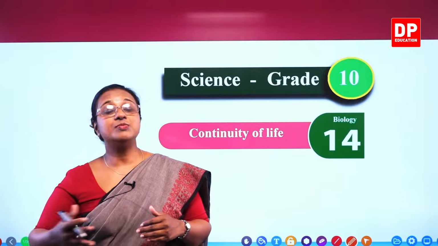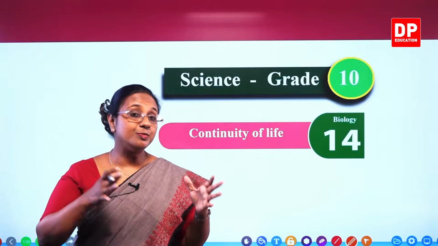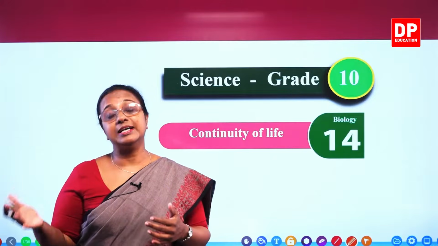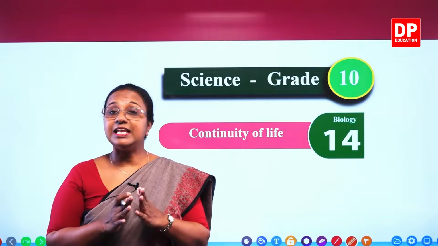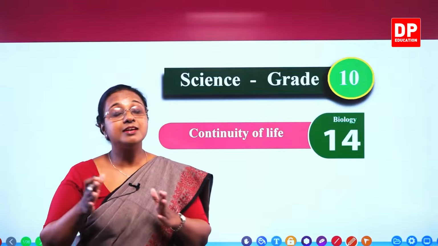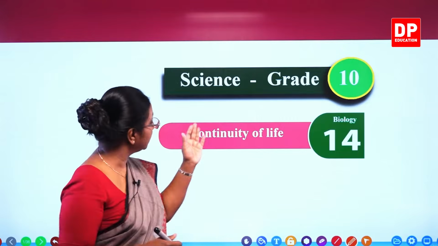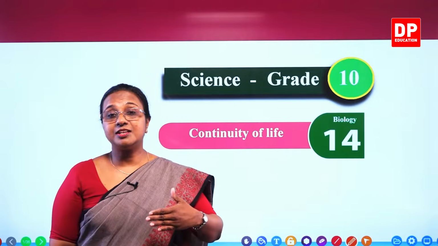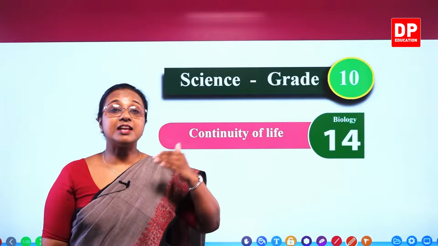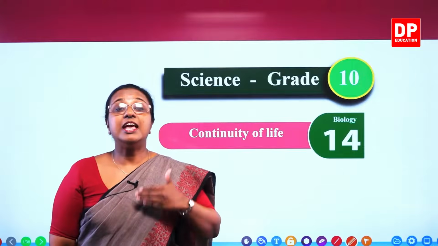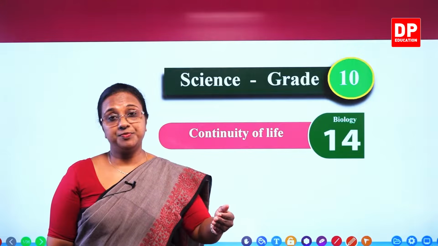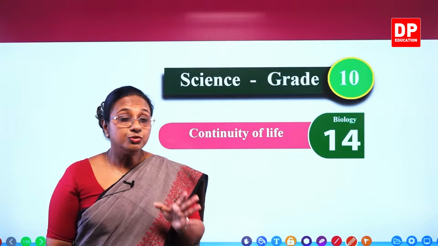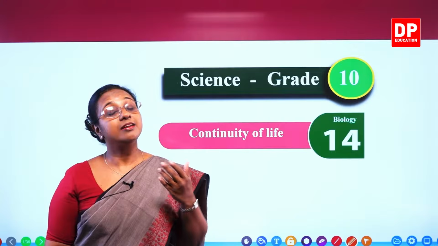So if this biosphere has to exist, and there should be various organisms, all these organisms should be there on Earth. So that is where they need to ensure that there is continuation of their life or continuity of life. That means the existing generation should make sure that there is a future generation. They need to produce their offspring to make sure that the life continues on Earth. So to do that, there is the process called reproduction.